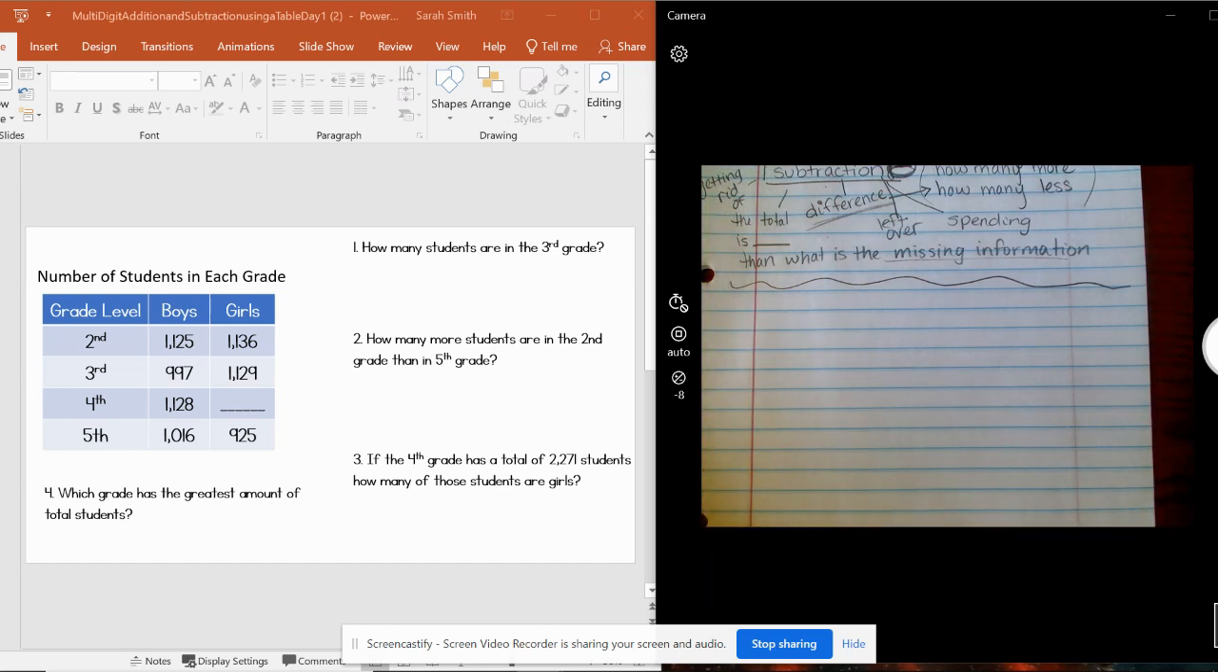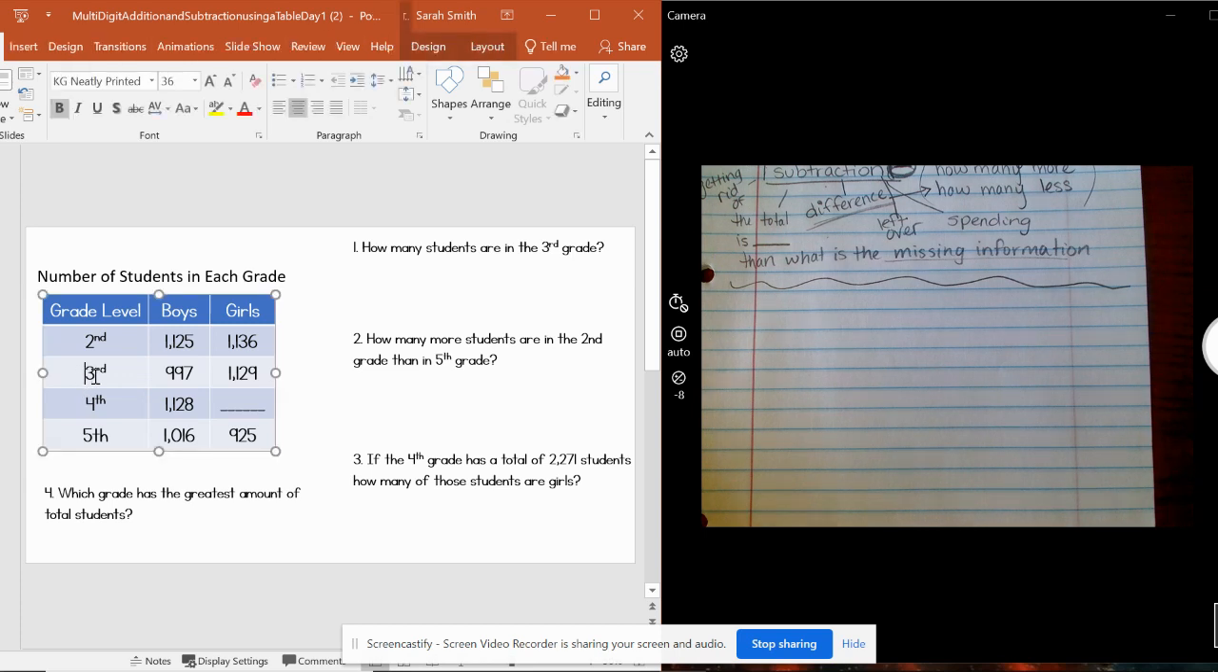So I know I'm going to use just this row here of the third grade, right? The third grade. Come on, pin. The pin's not wanting to work for me here. Not sure why. That's okay. All right, so the third grade is these two right here.